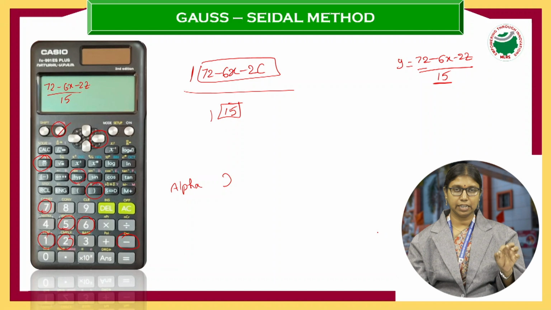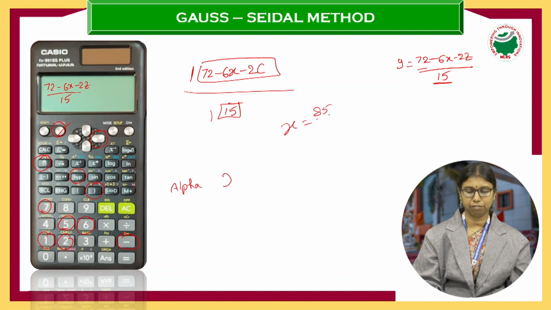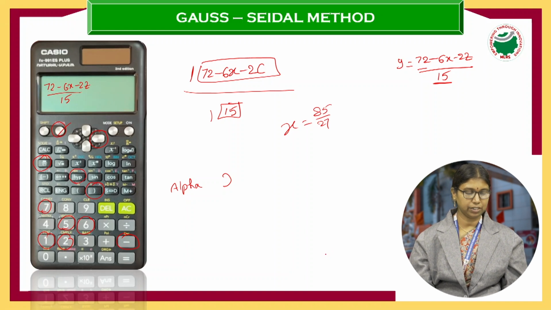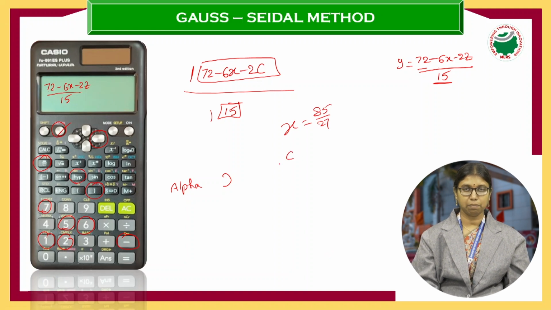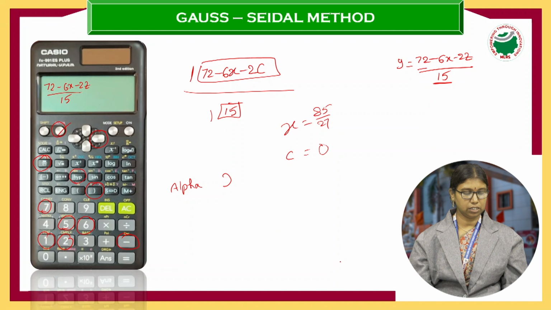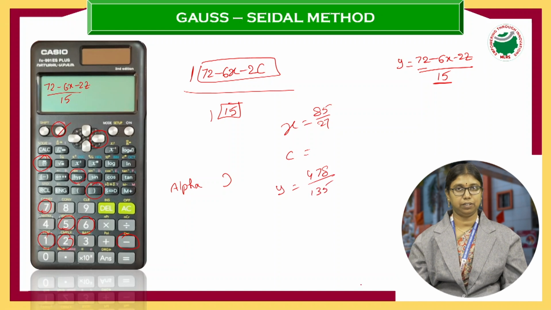Then you will get the second equation on your screen. Again you press the calc button. Here you have to enter the previous x value, which is 85 by 27. So enter 85 by 27 here. Then pressing equal to, it asks for C again. Since we don't know the C value, just enter 0, equal to. Then it gives the y value. The y value is 478 by 135.